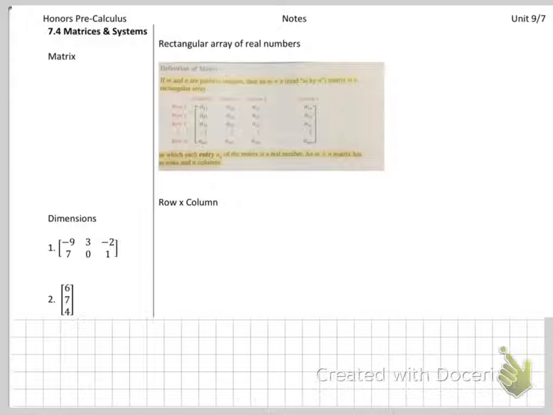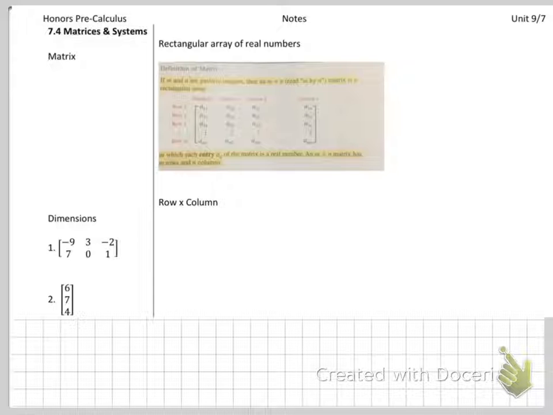So I want you to read the definition in the box. If m and n are positive integers, then m by n, so that's how you read it, right? Just like a 2 by 4, it's 2x4, m by n. A matrix is a rectangular array given there with a bunch of variables in which each entry of the matrix is a real number, and an m by n matrix has m rows and n columns. So rows and columns, we've got to make sure we get that right.